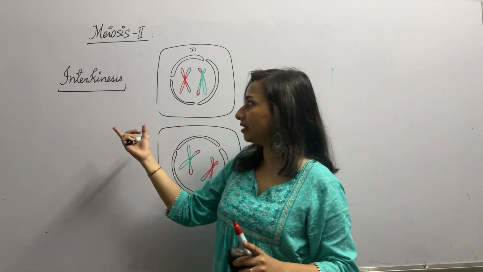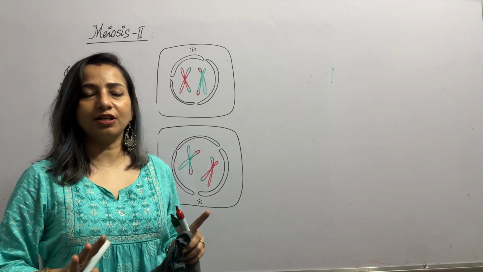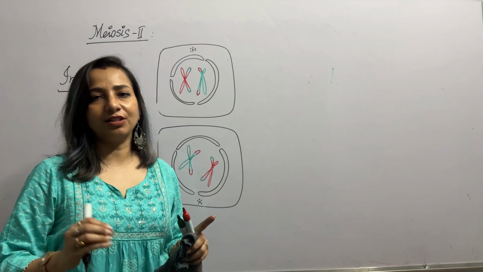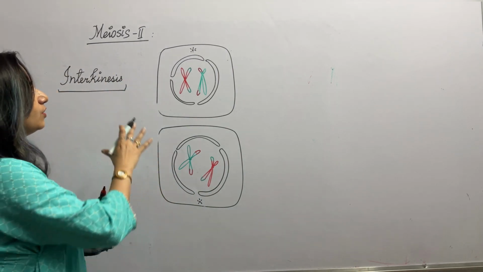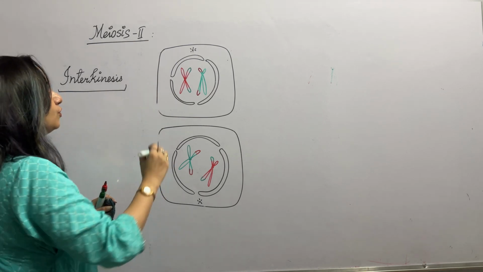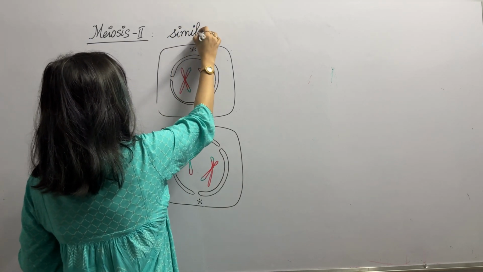Clear? During this interkinesis, the cell, if it feels necessary, might synthesize tubulin proteins or other necessary molecules, but no DNA replication. Clear? Now let's see what will happen in meiosis 2. So meiosis 2 is similar to what? Similar to mitosis.